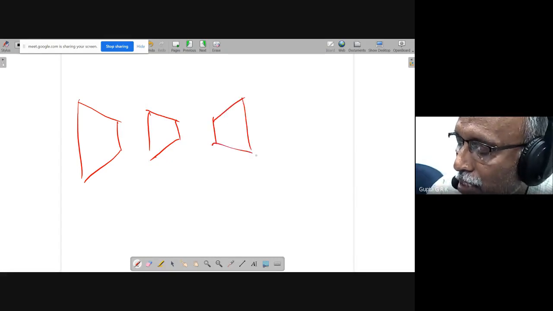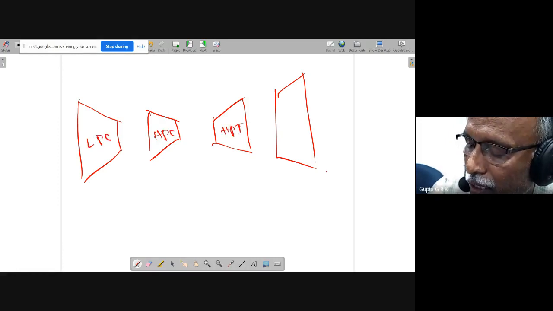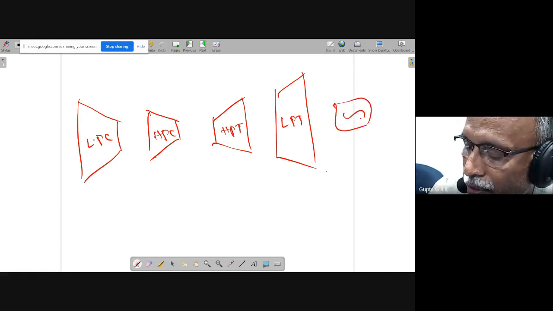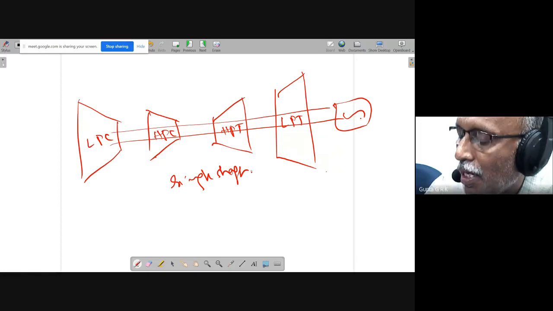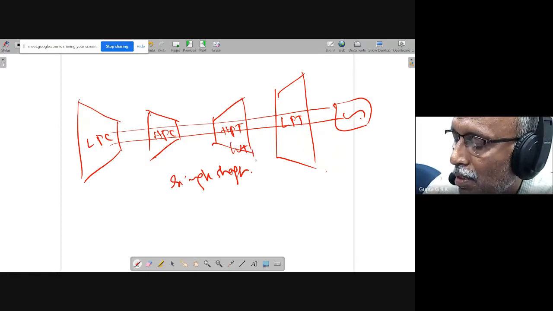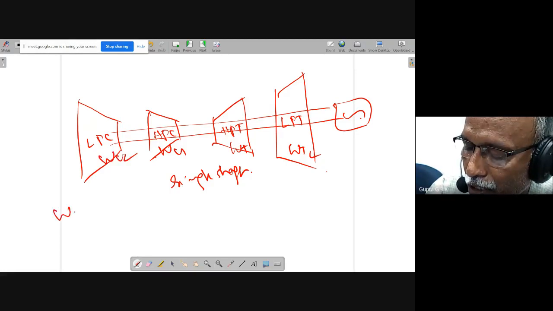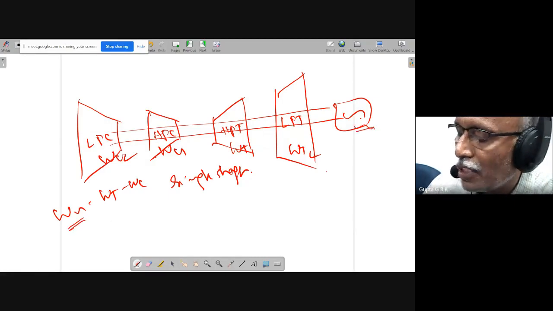Always draw the sizes properly. So HPC and HPT will be small, LPC and LPT are large. And if I have a generator, these are all connected. This is a single shaft. So I have to find out WT1, WT2, WC1, WC2, and Wn is equal to Wt minus Wc. Like that we can find out. So this is the net work which I get from the generator.